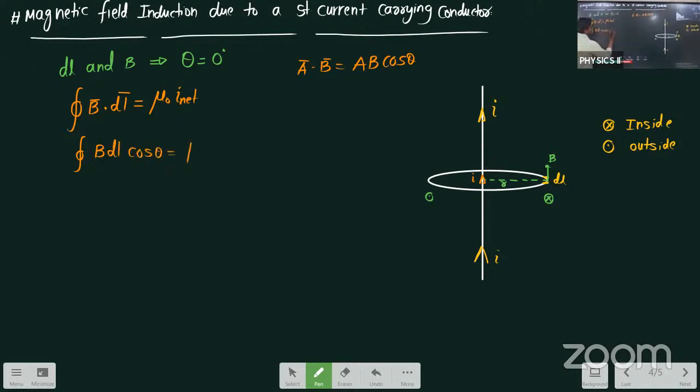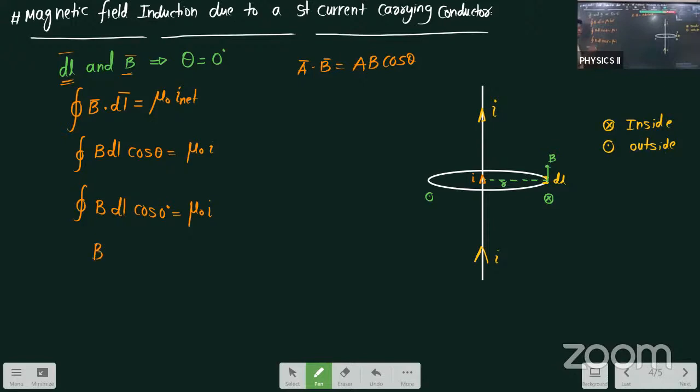That is equal to mu naught into I. But what is the angle between dl and B bar? It is 0 degrees. So let us substitute that value. Closed integral B dl cos 0 degrees is equal to mu naught into I. So finally, what is the value of cos 0? Cos 0 value is 1. And is B constant or changing? Current is constant, so B will be constant at one particular distance r. So I can take B outside.